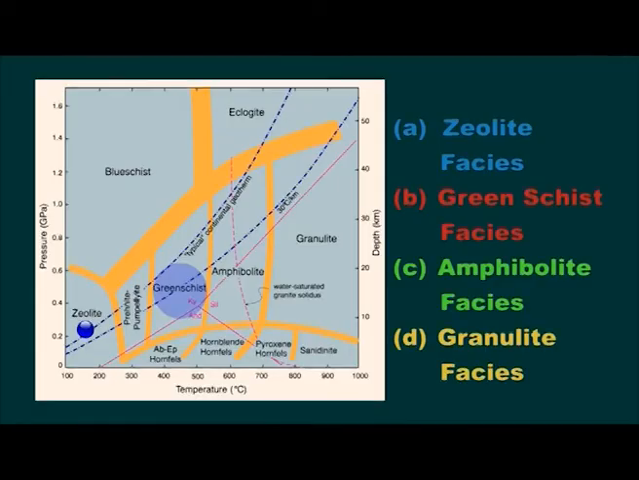The facies of intermediate pressure or Barrovian type are listed on the screen in order of increasing temperature and pressure of metamorphism: A. Zeolite facies, B. green schist facies, C. amphibolite facies, D. granulite facies. The granulite facies, as described by Eskola in 1939, is based on the ideal assemblages in which micas and amphiboles are no more stable.